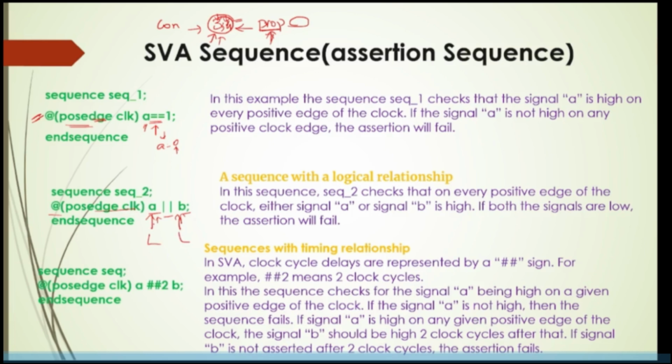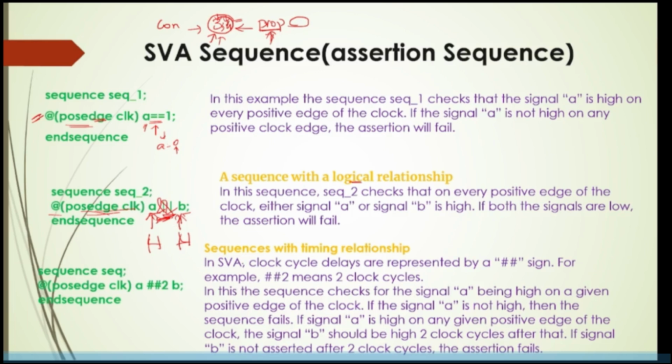Got it? If you want both the inputs to be high, then instead of or, you keep the AND operator, so that for every passage of clock both a and b should be high. If both a and b are not high, then the assertion will fail. In this way the assertion will be happening. If both signals are low, then the assertion will fail. Got it? This is how you will be using the logical operators here, a sequence with a logical relationship, like the or operator, the and operator, negation. All this you can do.